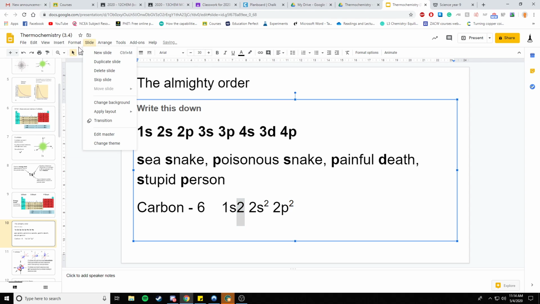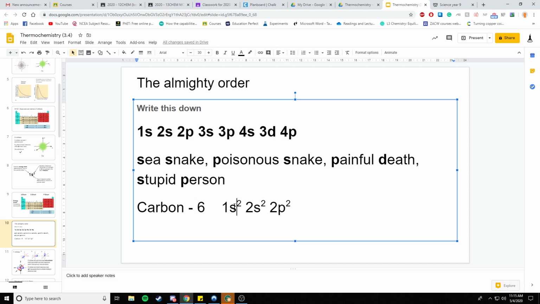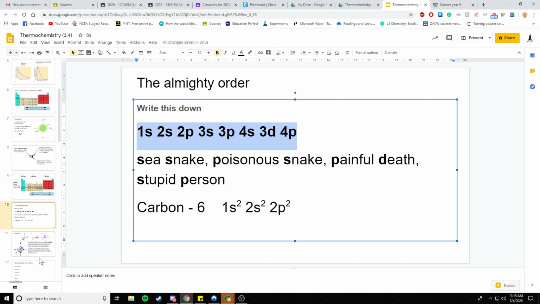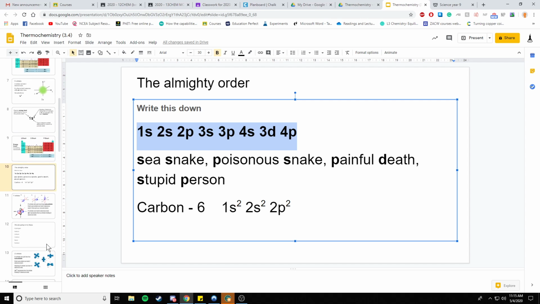And if we count up all the electrons, we've got 6 electrons here. So 2, 2, 2. Add that all up, we get to 6, which is carbon's got 6 electrons. Fantastic. And it's got 2 electrons in the 1s orbital, 2 electrons in the 2s orbital, and 2 electrons in the 2p orbital. So that's what I mean by this order.